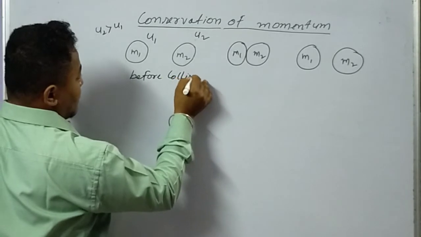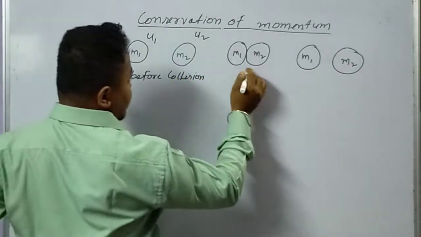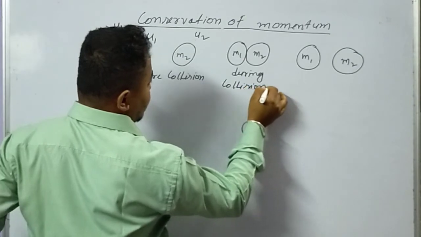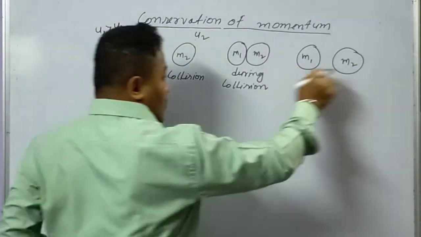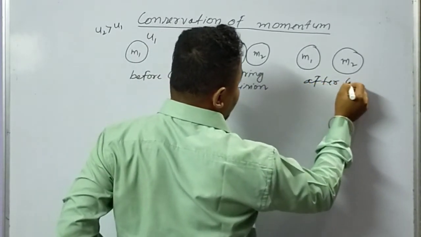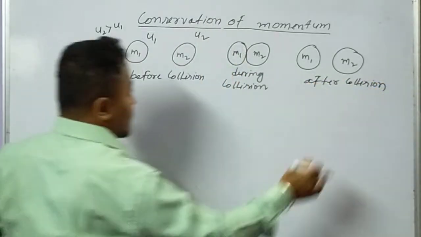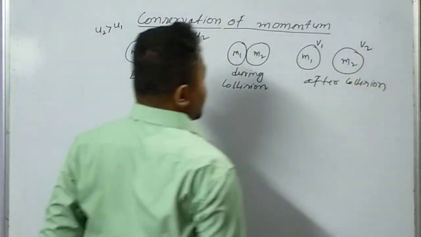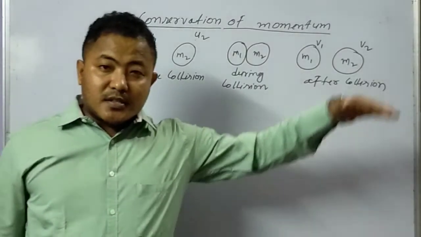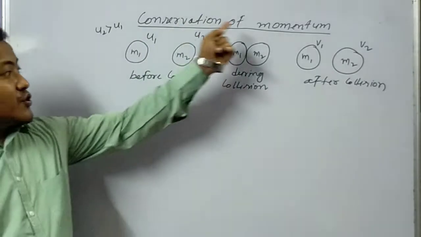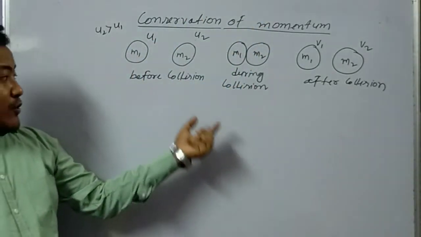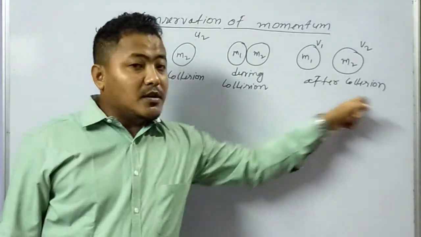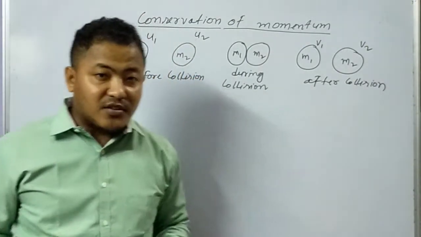Before collision, and this is during collision. Once they collide, this will be after collision. So after collision, what will change? This u1 is going to change to v1, and u2 is going to change to v2. That means their velocities will also change. So this is the simple setup in order to prove the law of conservation of momentum. What we want to prove is that the total momentum of these bodies before collision will be equal to the total momentum after collision. Momentum will not change; it will remain constant.